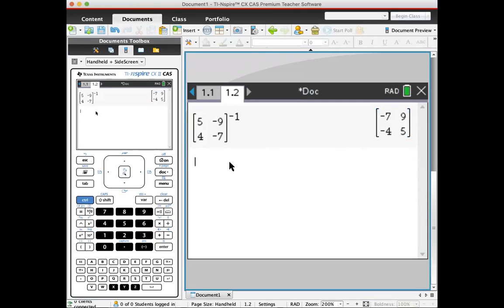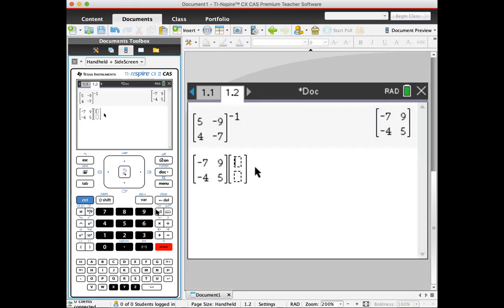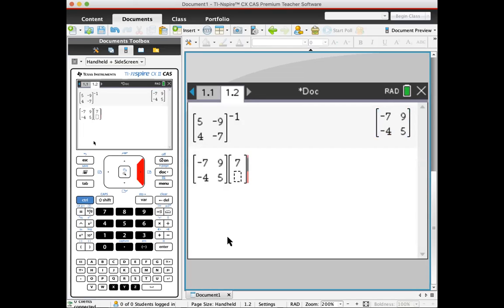And then if we want to find x and y, we need to pre-multiply this matrix with the right-hand side, which means this will be multiplied with [7, 6], which gives you 5 and 2. X will be 5 and y will be 2.